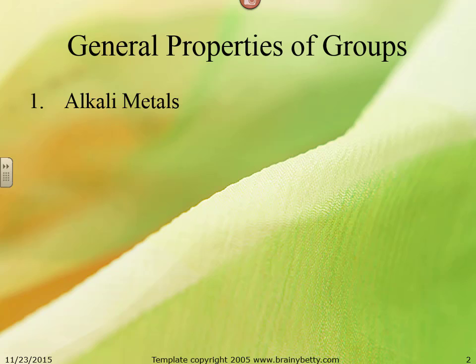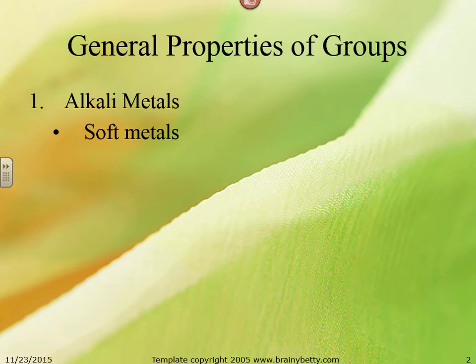We're going to start with the left-hand side. Group 1 on the left-hand side of the periodic table is called the alkali metals. So if you can see all the way to the left, this includes things like lithium, sodium, and potassium. It's that first column on the left-hand side, the alkali metals.